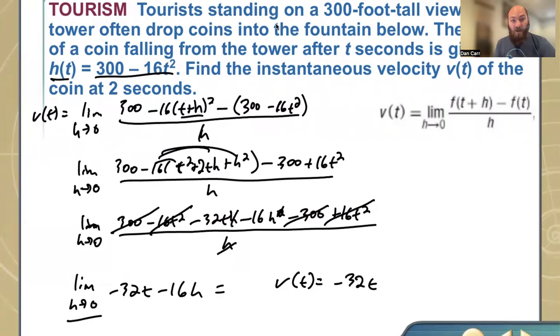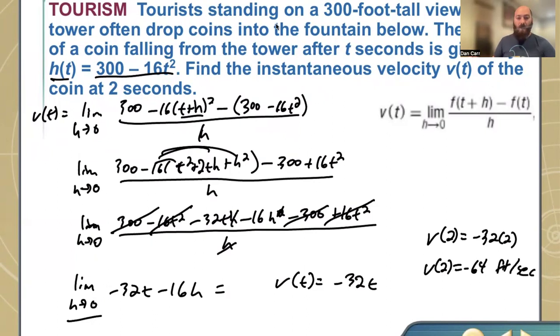So we want to find the instantaneous velocity of the coin at 2 seconds. What is v of 2? v of 2 is equal to negative 32 times 2, which comes out to negative 64, and that's feet per second. That's what we're looking at with our instantaneous velocities.